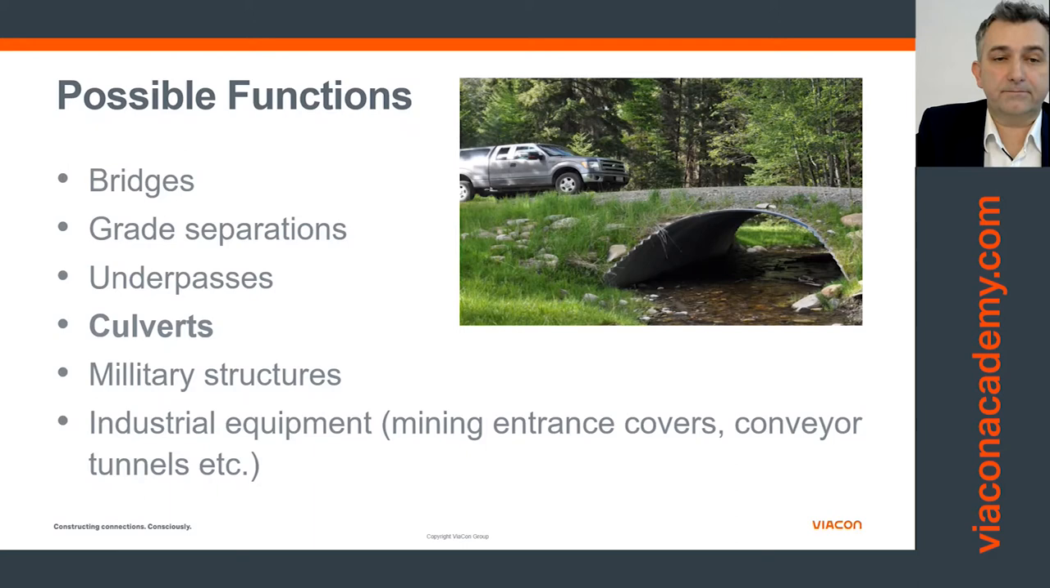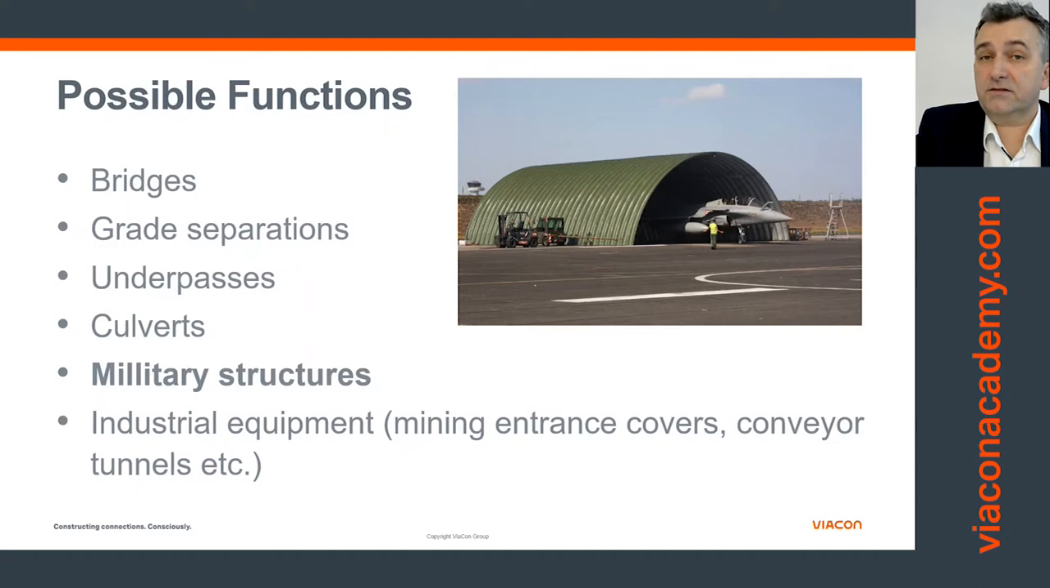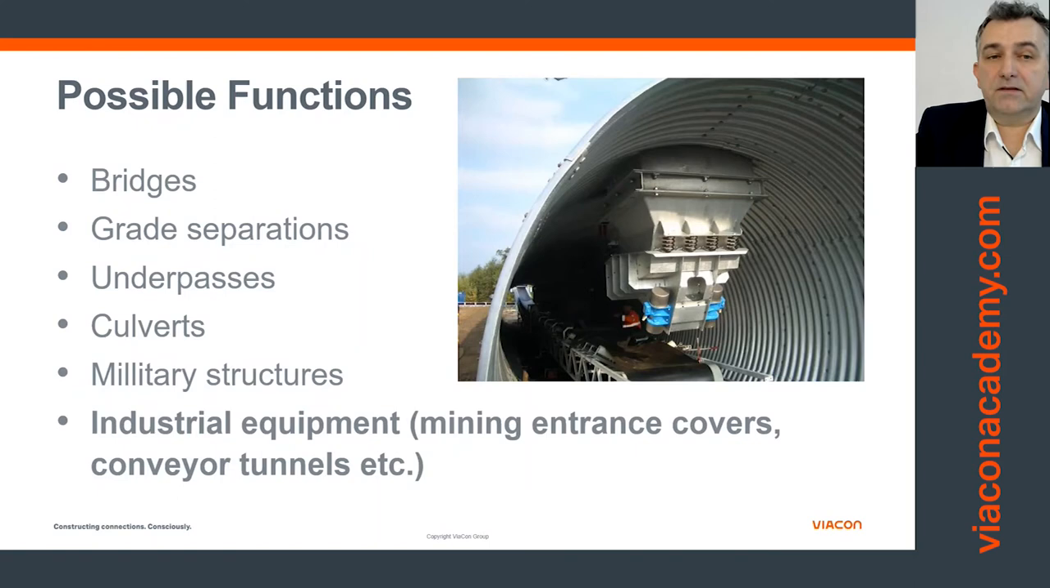Military structures can be used as hangars, shelters, warehouses. And in industrial equipment, corrugated steel products can also be used as technological tunnels, for example, to protect the conveyors.